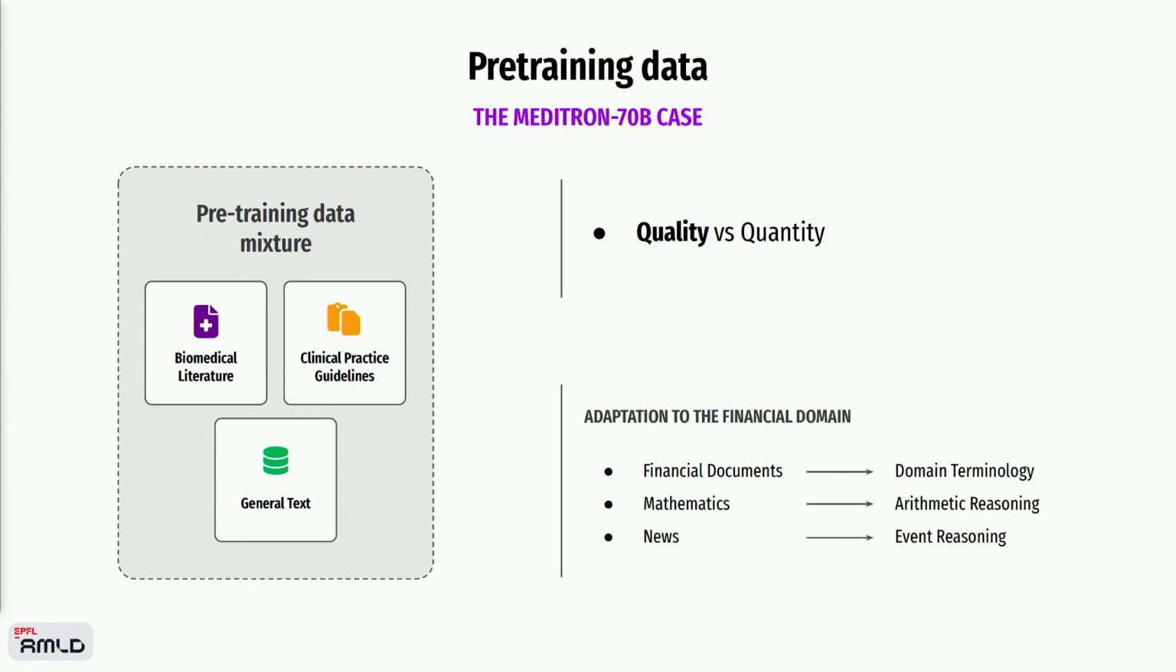So we can, let's say, draw conclusions. If we want to do the same in the financial domain, we can, for example, include financial documents in order to have this kind of domain terminology included in our model. Also, definitely mathematics, to have the arithmetic reasoning, and maybe news articles from good sources that have this kind of event extraction and reasoning about the causality of the events that took place. So these are, I think, also mixtures that were used in Bloomberg GPT.